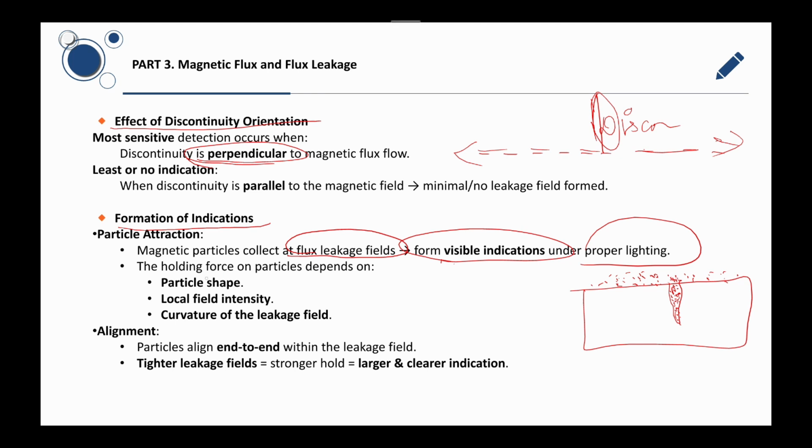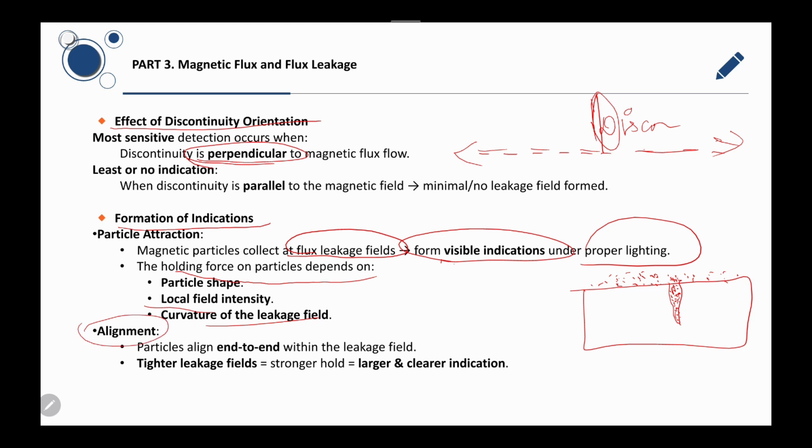The holding force on these magnetic particles depends on the particles' shape. Certain shapes are more easily held. Local field intensity: a stronger leakage field holds particles more tightly. Curvature of the leakage field: a sharp, tight curve holds the particles better.